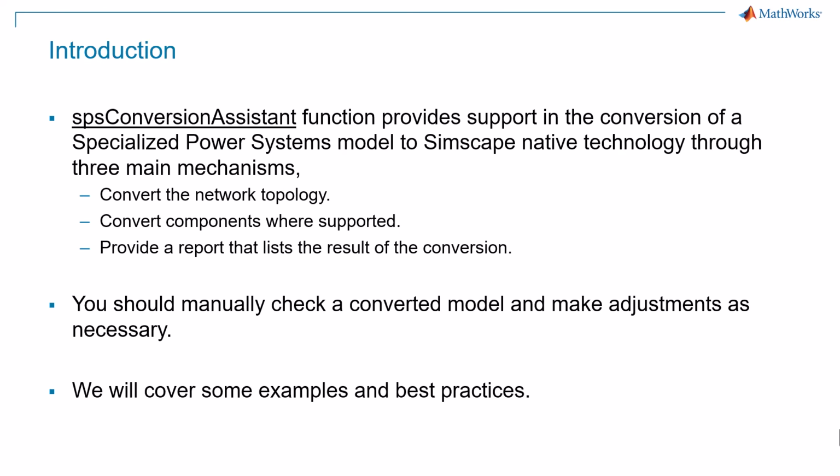The first mechanism is to convert the network topology. That is, connect the components together using Simscape physical connections. The second mechanism is to convert the components where supported. That is, to convert the component assembly and parameterization. The third mechanism is to provide a report that lists the result of the conversion and give information that can help you further refine your model in Simscape.